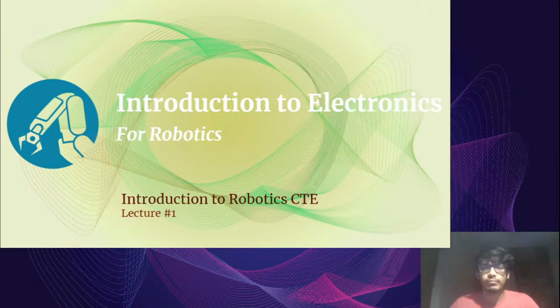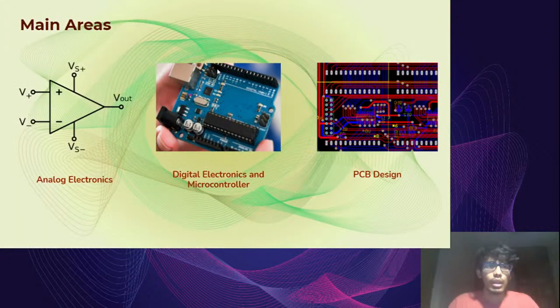So, the main areas that we work in under electronics are the following. Analog electronics deals with systems that involve continuous signals. This is in contrast with digital electronics, where the signals are interpreted as either zeros or ones.